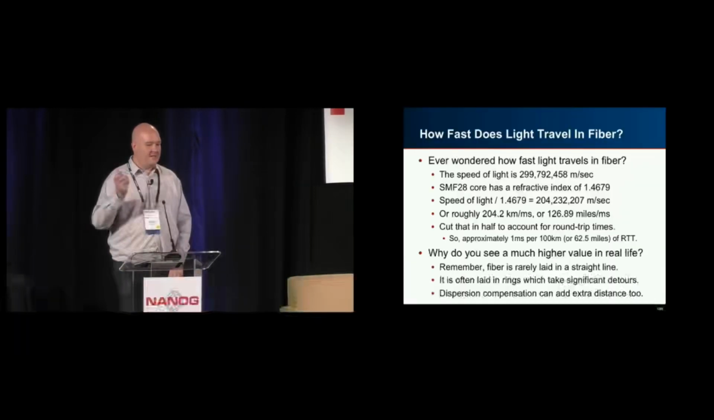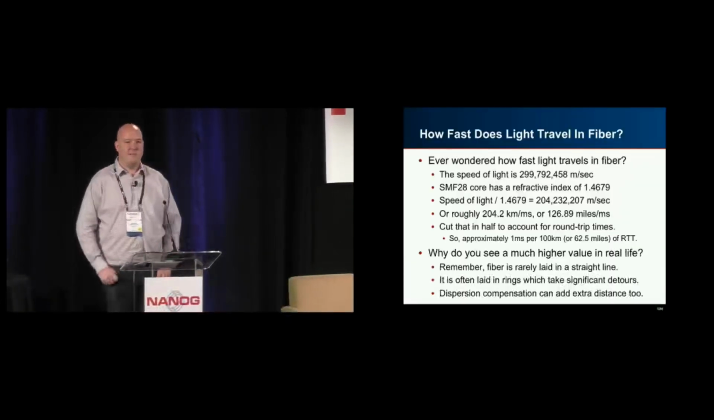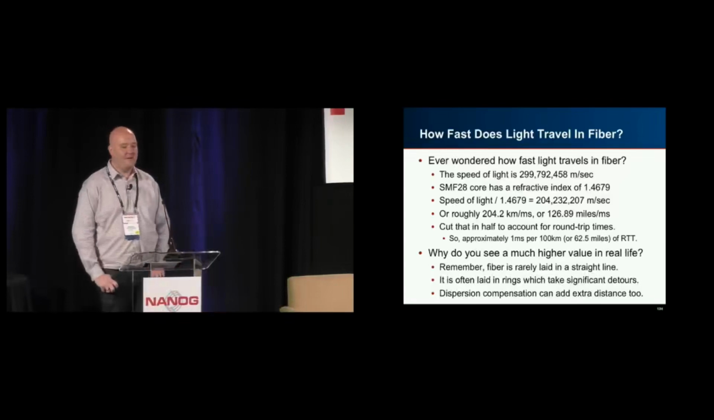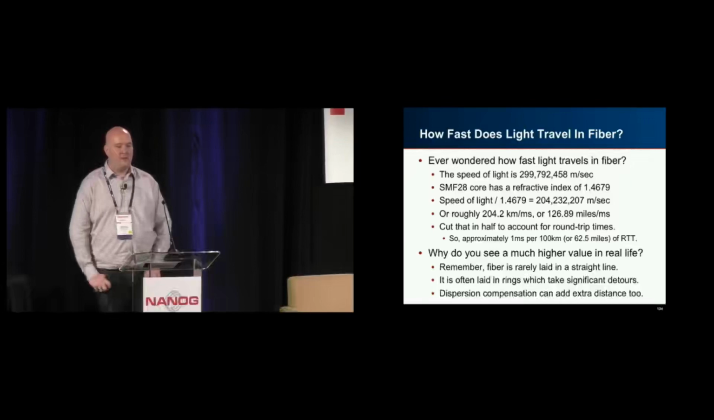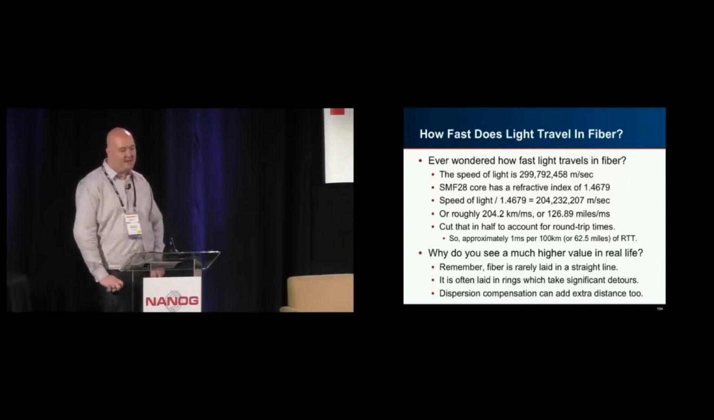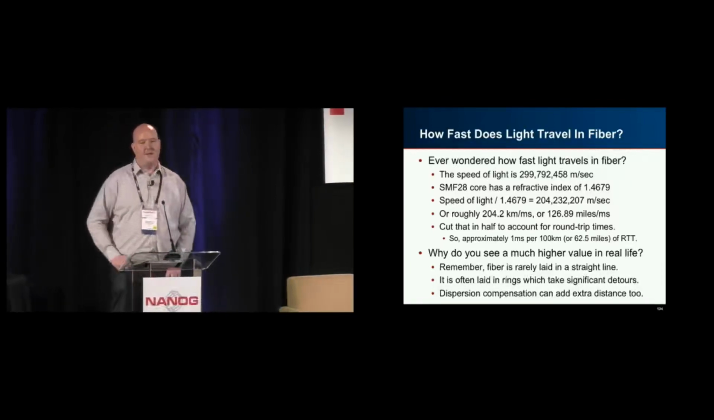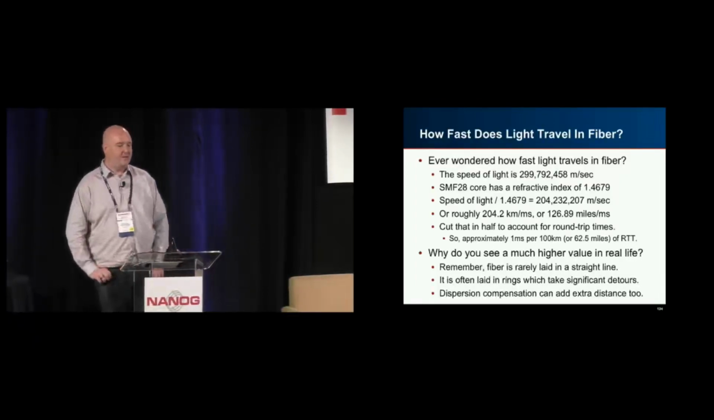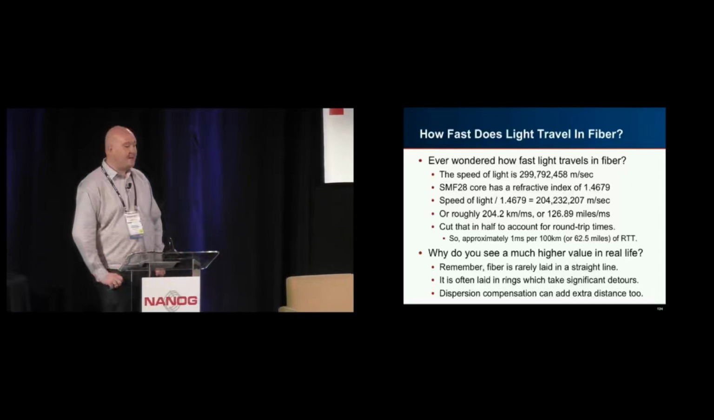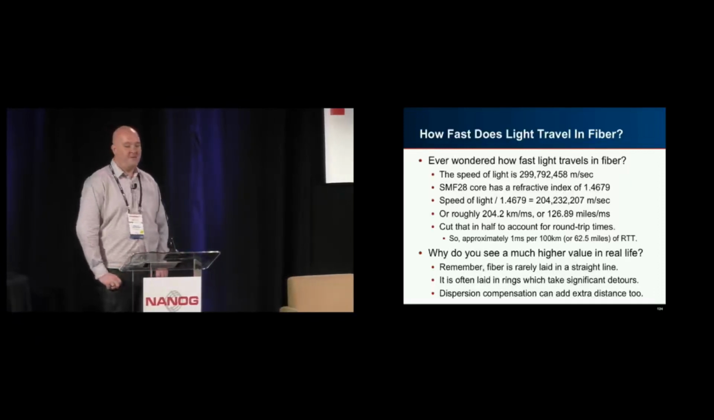A bunch of other miscellaneous information about fiber. People ask me all the time, how fast does light travel in fiber? The math here is this. Light travels at almost 300,000 kilometers per second. Your standard single mode fiber has a refractive index of 1.4679. So you do the math and you see that light propagates through fiber at about 200,000 kilometers per second. And conveniently enough, that turns out to 204 kilometers per millisecond, or 125-ish miles per millisecond.